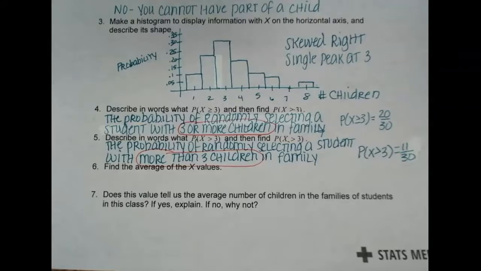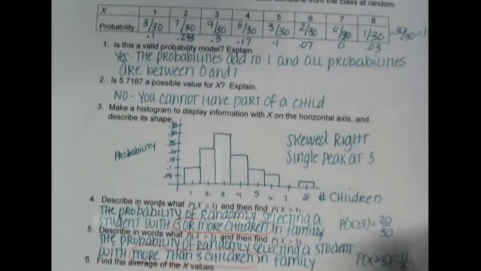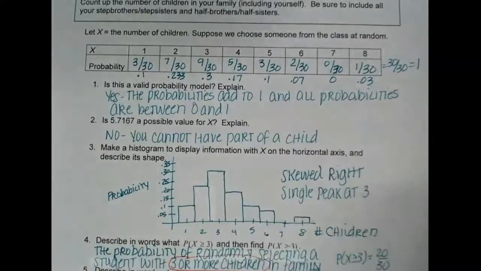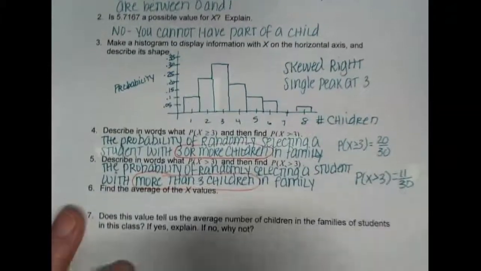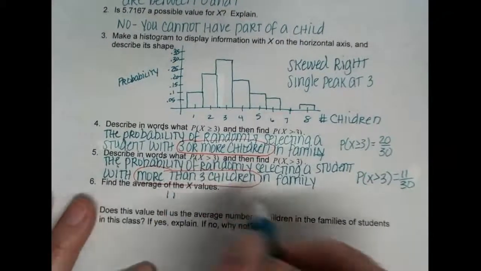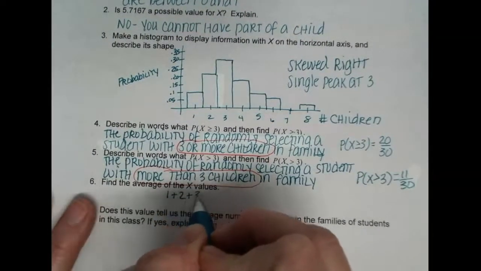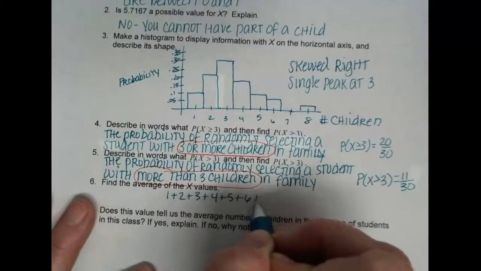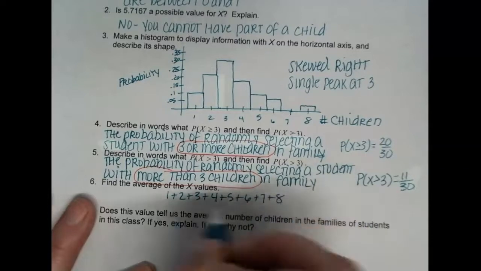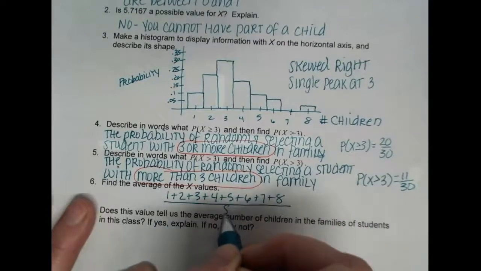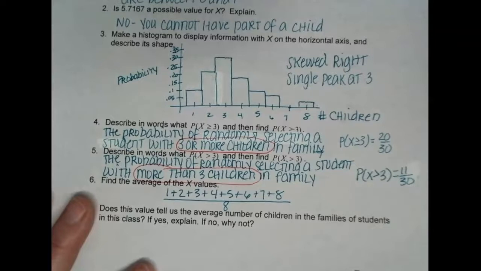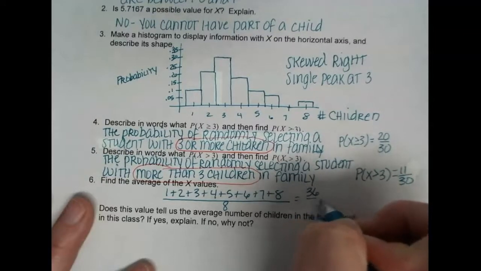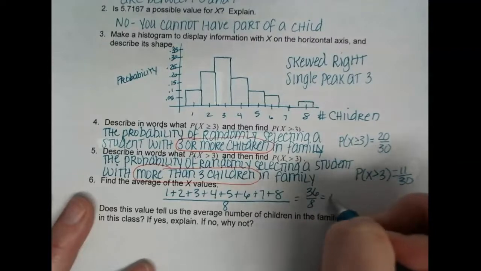All right, so let's take a look at number 6 together. It says find the average of the x values. So if we come back up here, here are the x values: 1, 2, 3, 4, 5, 6, 7, 8. It says find the average of them. 1 plus 2 plus 3 plus 4 plus 5 plus 6 plus 7 plus 8, and there are 8 categories, so I'm going to divide. So we get 36 over 8, with an average of 4.5.